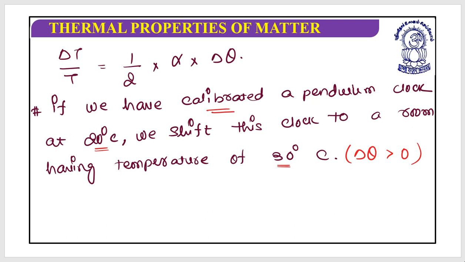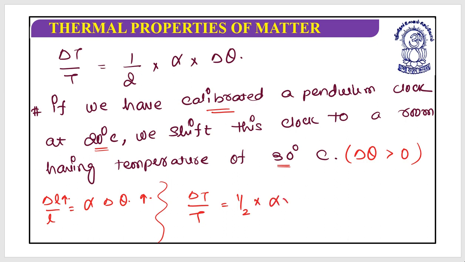Now what will happen is that we understand delta L by L equals alpha delta theta. As delta theta increases, delta L will increase. If this increases, we have the relation delta T by T equals half into alpha into delta theta. So if this increases, delta T increases. If delta T increases, what does it mean?